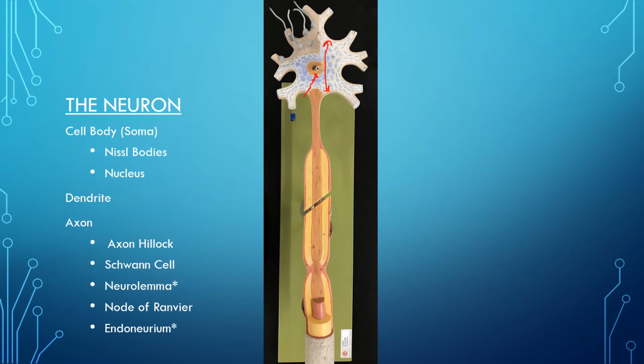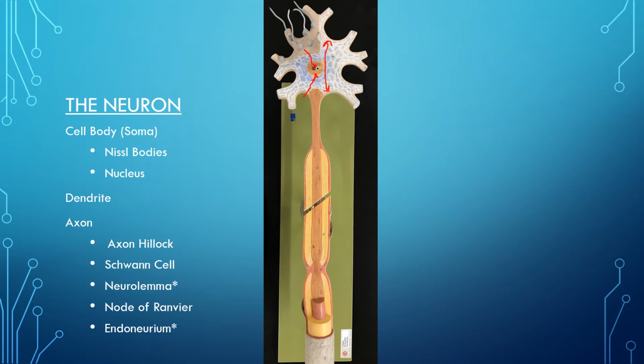Also within the nucleus, you'll find the nucleolus, which is represented on this model by a purple sphere, but it's really hard to see in this particular image. The nucleolus is where the cell's RNA is produced.